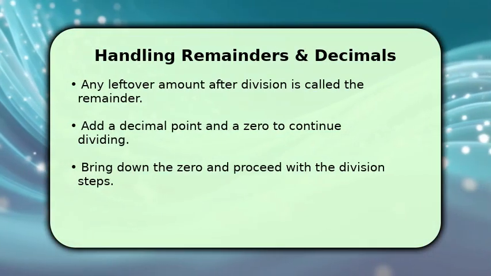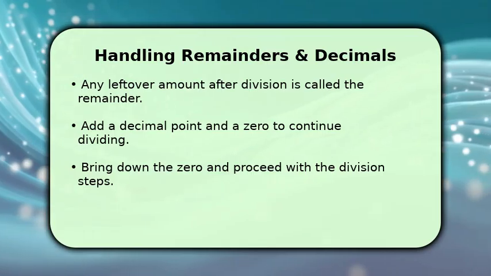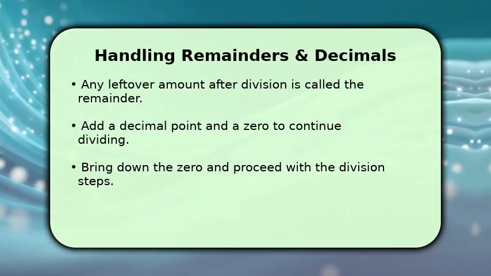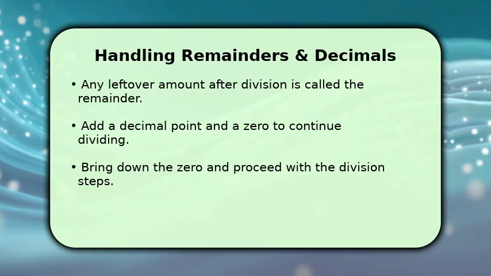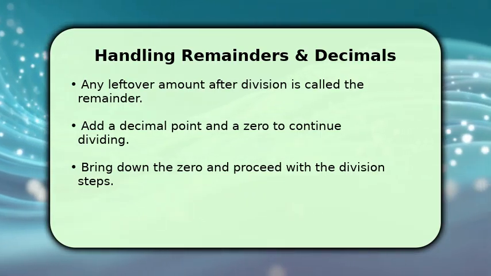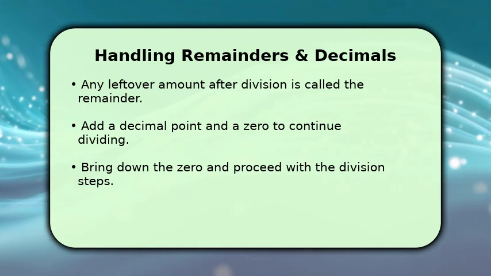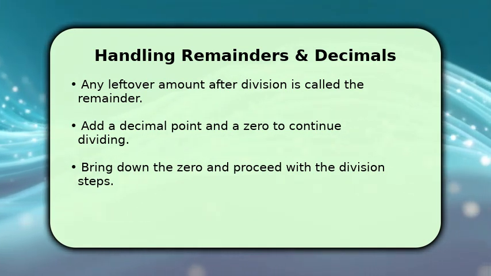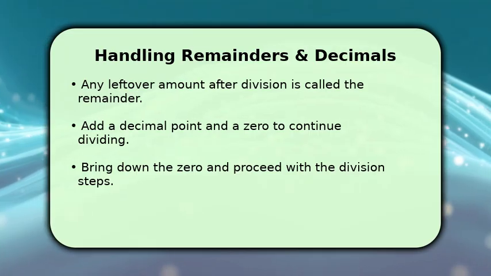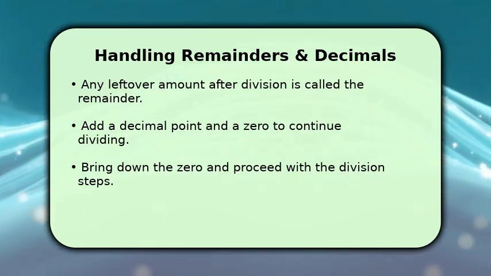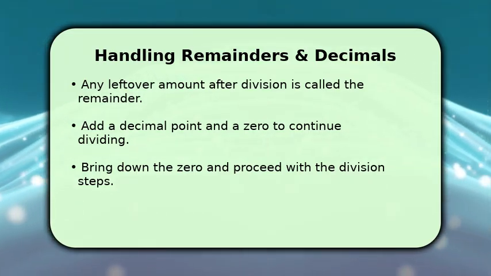Sometimes, your division will not result in a whole number, leaving you with a remainder. To get a more precise answer, you can extend your division into decimals. Simply add a decimal point and a 0 to your dividend, then continue the long division process as before. You can keep adding zeros until you reach your desired level of precision, perhaps 2 or 3 decimal places.